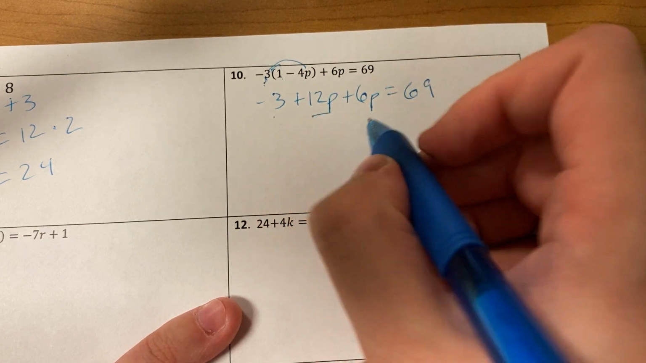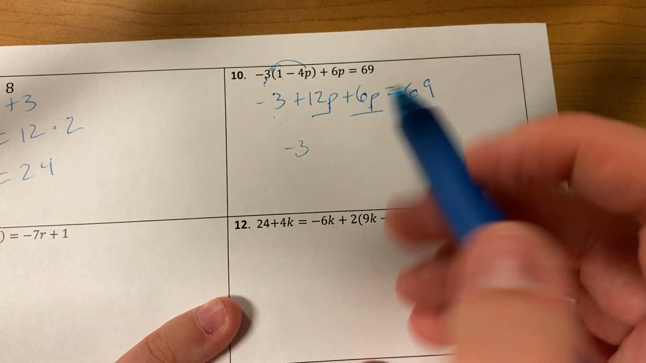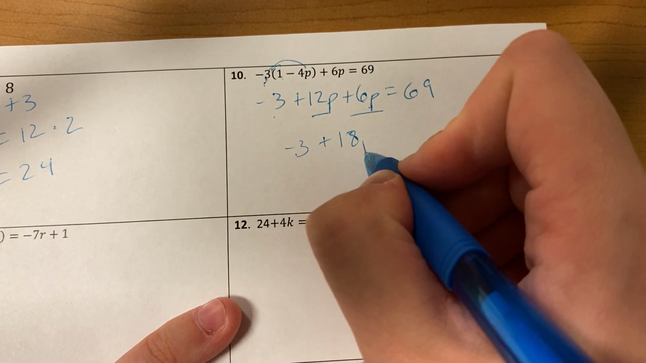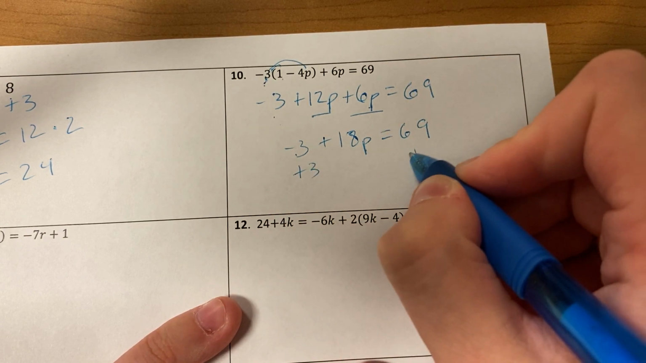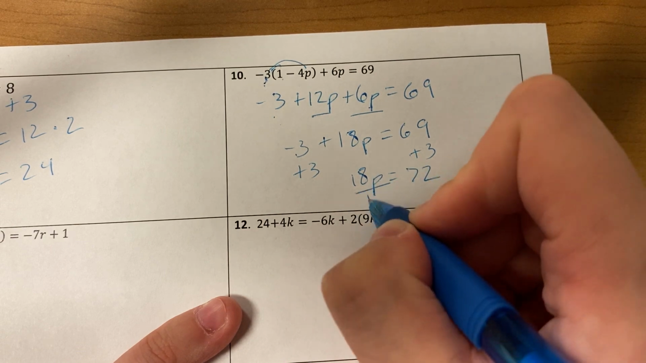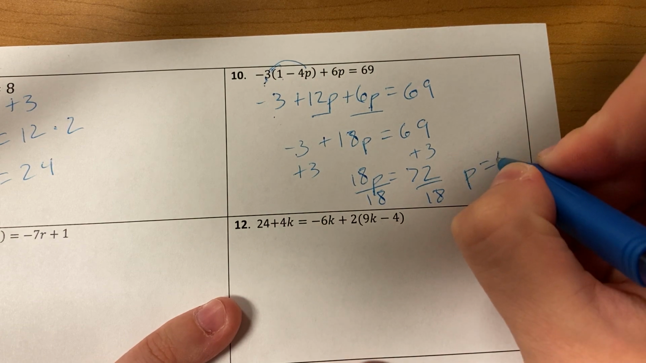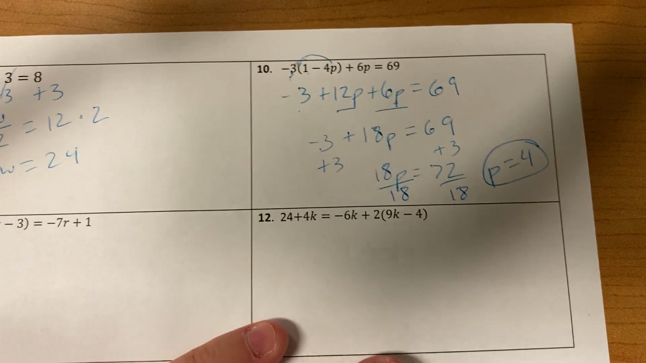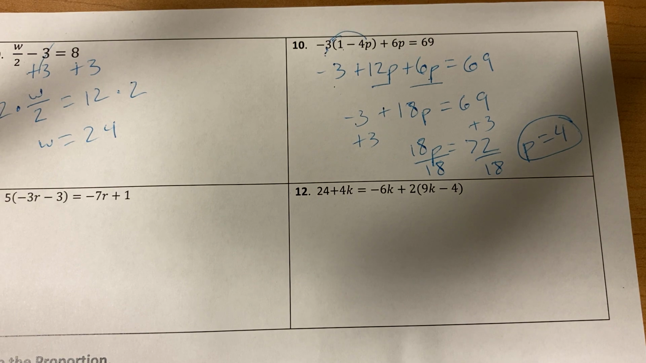I'm going to then combine like terms. So we have -3, just bringing that down. 12 plus 6 is 18p equals 69. We're going to add 3 on either side. 18p is equal to 72. Divide 72 by 18. And we get 4. That's a pretty number. All right, so p is equal to 4. If you need to pause the video and kind of look through the steps a little more, you can. But that's how you do that.